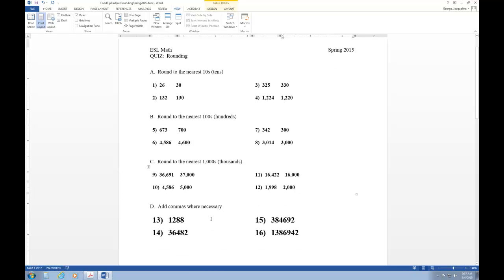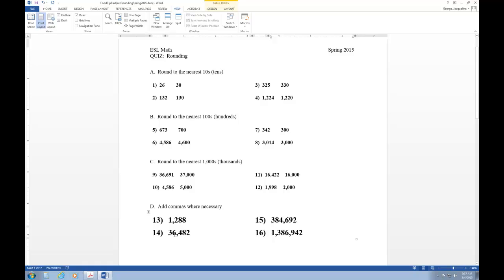This bottom question here, we're just putting in commas, so we're going to start on the right and count 3 spaces. 1, 2, 3. Then we're going to put a comma there. Start here again, 1, 2, 3, put a comma there, because we're moving to the left. Start again here, 1, 2, 3, with a comma. And in this one, again, we'll start from the right, 1, 2, 3, there's a comma, 1, 2, 3, and there's another comma.